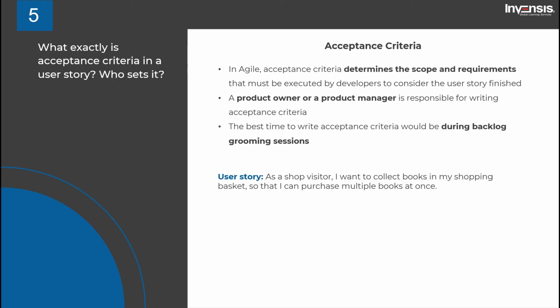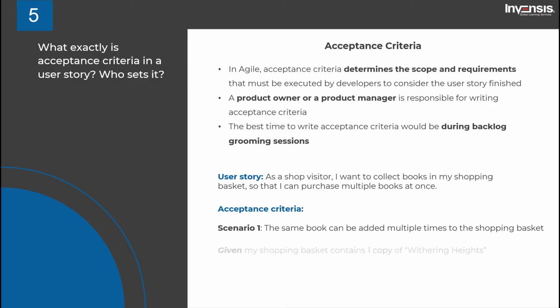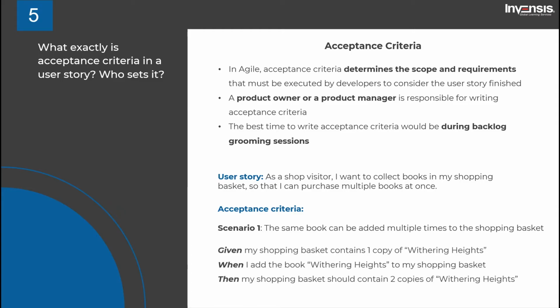Let's take an example. Suppose a user story goes like this. As a shop visitor, I want to collect books in my shopping basket, so that I can purchase multiple books at once. The acceptance criteria for that user story could be: Scenario 1, the same book can be added multiple times to the shopping basket. Given my shopping basket contains one copy of Wuthering Heights, when I add the book Wuthering Heights to my shopping basket, then my shopping basket should contain 2 copies of Wuthering Heights. So, that's one scenario. You can add multiple such scenarios. I recommend that you read about different other formats for acceptance criteria.